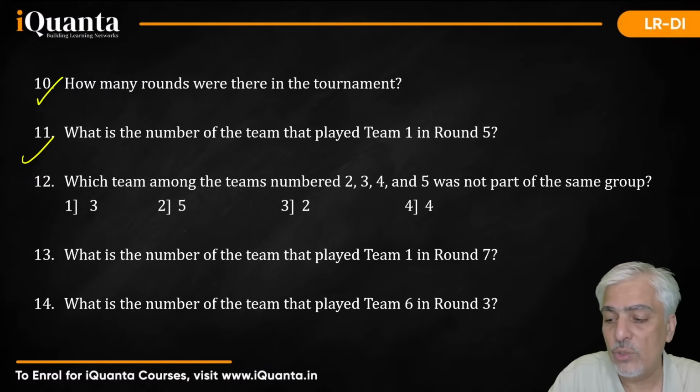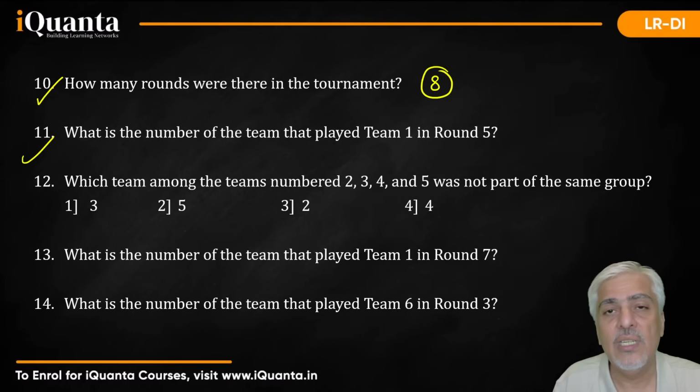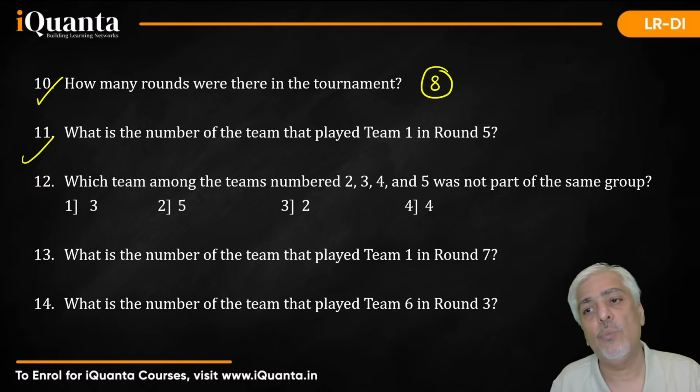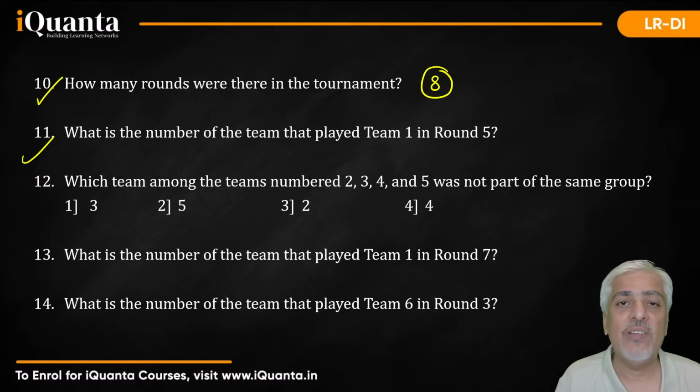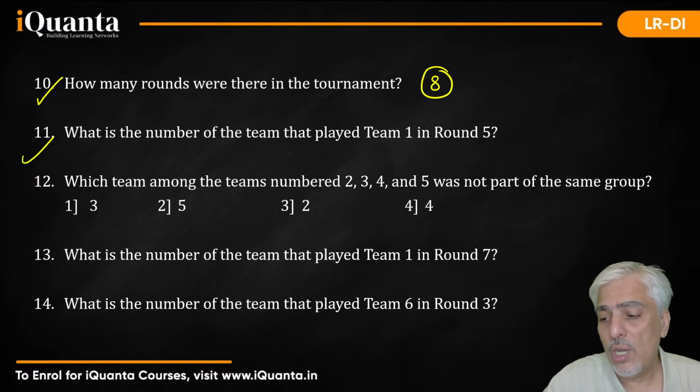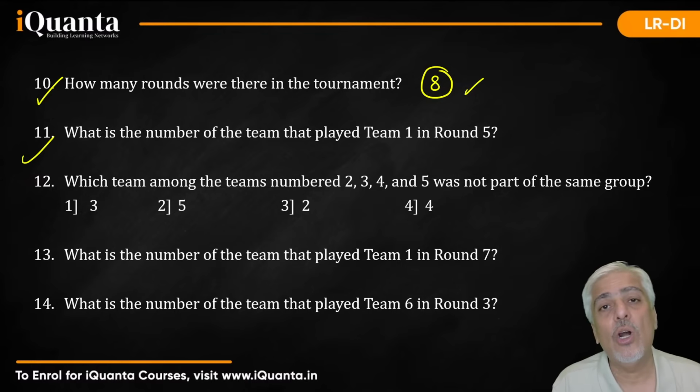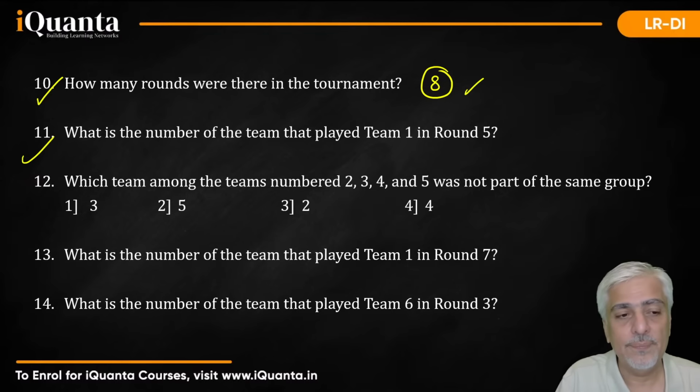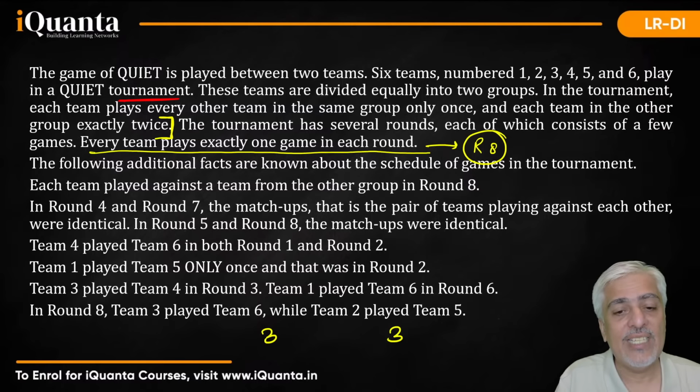How many rounds are there in the tournament? 8 rounds are there in the tournament. Because as a team, if I am going to play 8 games and every round I can play only one game, so there are 8 rounds. Question 1 done. So up till now, you realize that if we were acting smartly, we got 2 to 3 questions. Okay. Next one.